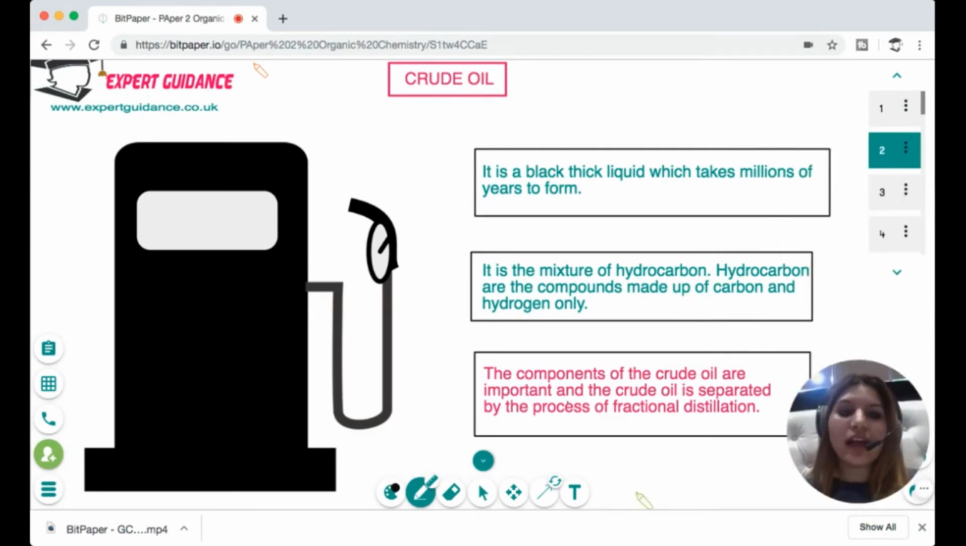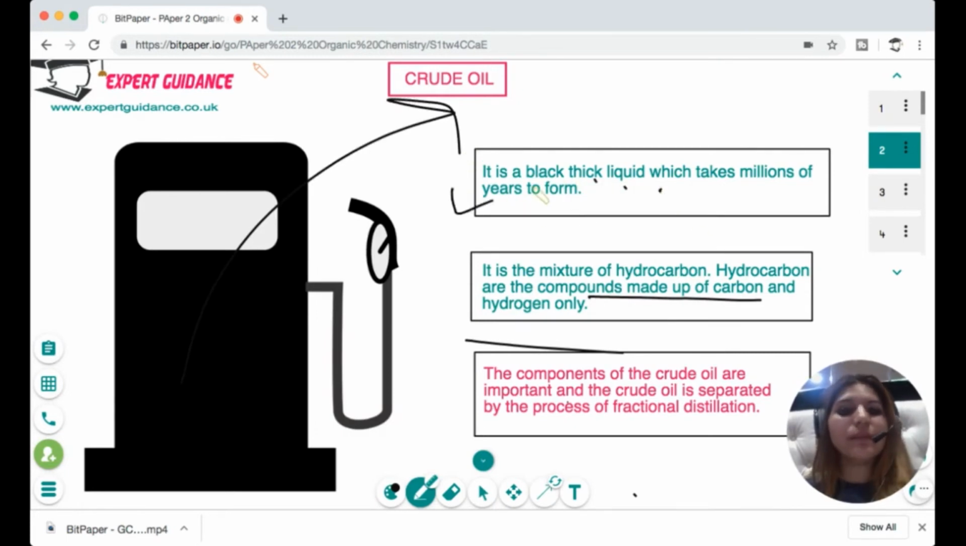Now, what are hydrocarbons? Hydrocarbons are the compounds which are made up of carbon and hydrogen only. And from where do this hydrocarbon comes? It comes from crude oil. Now, crude oil is a black thick liquid which takes millions of years to form. And the best part is that different components of the crude oil have different boiling points, so you can separate them by the process known as fractional distillation.